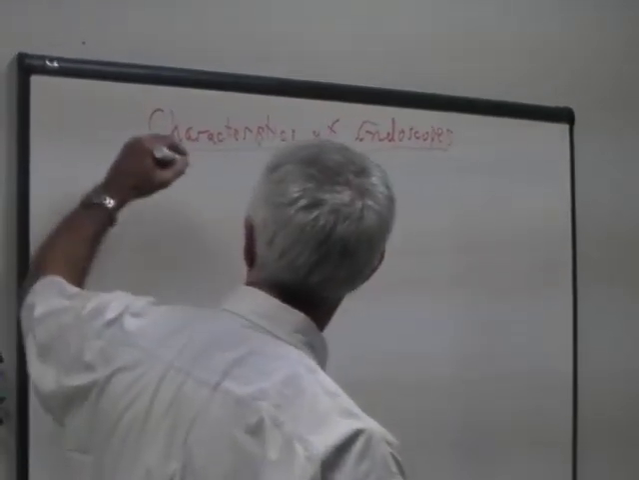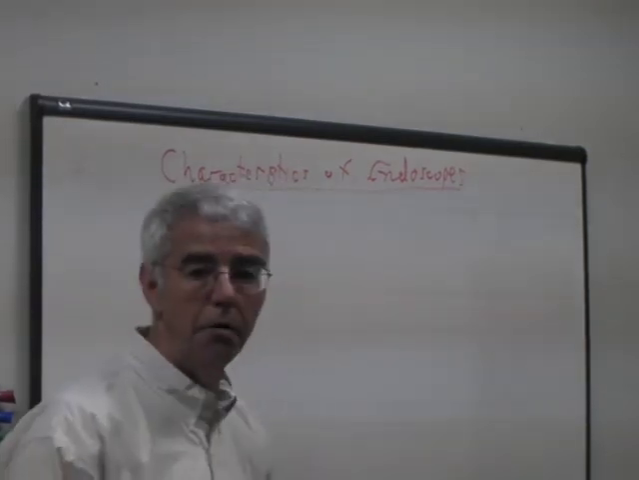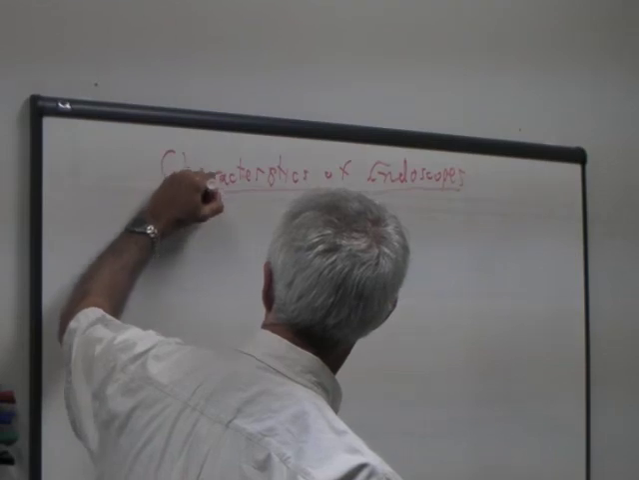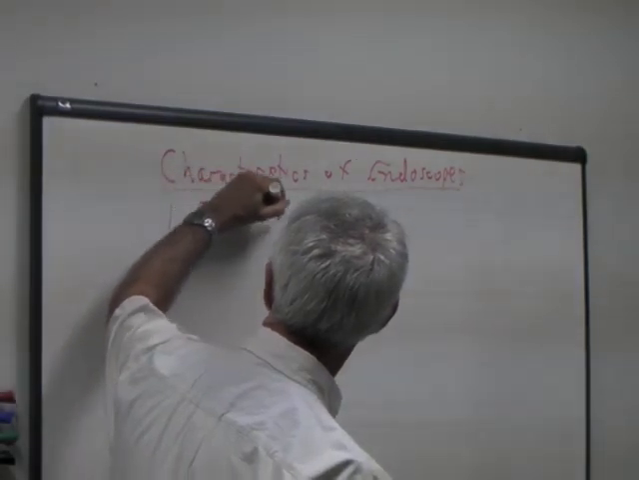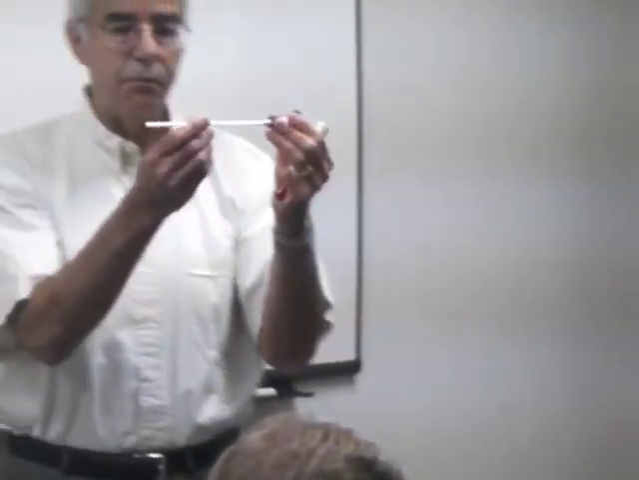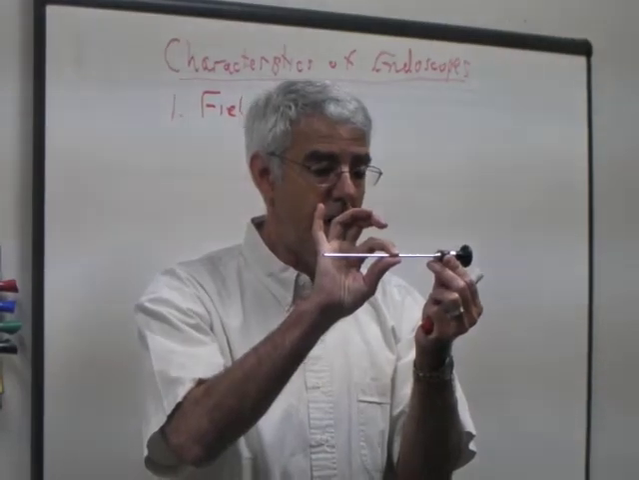The most basic characteristic that you'll be interested in, and what the surgeon is interested in in an endoscope, is the field of view. This is an arthroscope, fairly typical. It's 4 millimeters in diameter.